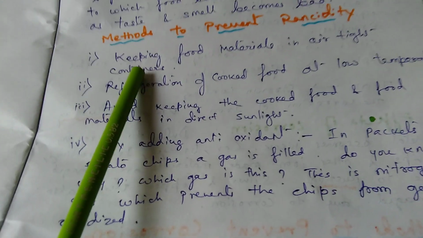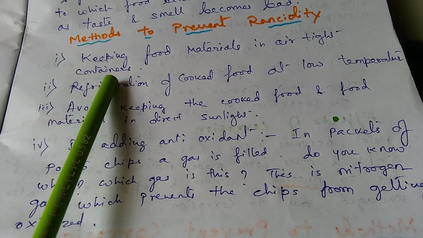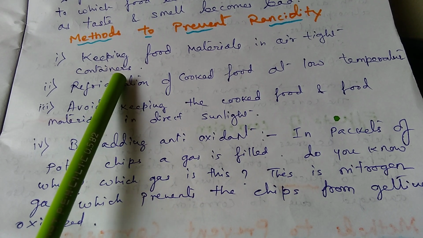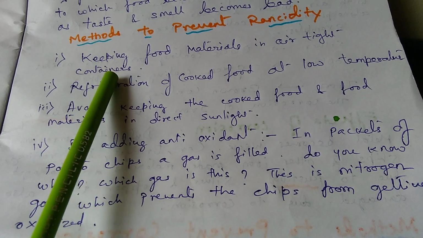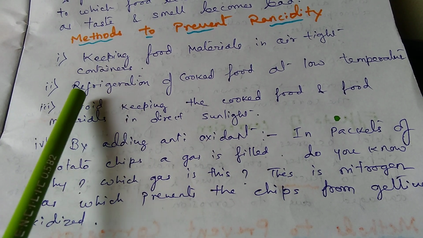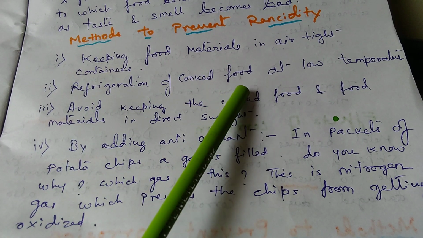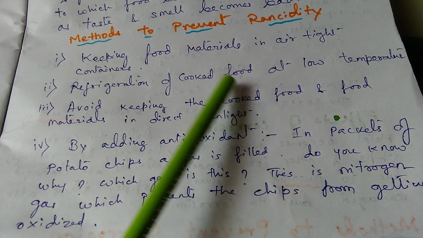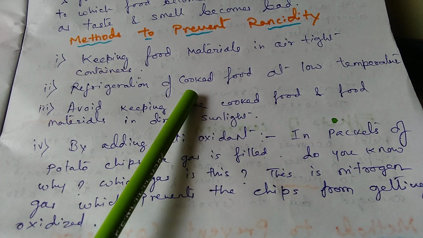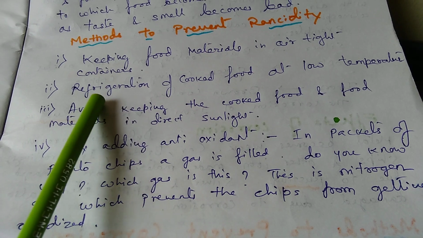There are different methods. First method is keeping food materials in airtight containers. If we keep the food materials in airtight containers, the food materials cannot come in contact with air, so the oil and fat present in them cannot react with oxygen. The second method to prevent rancidity is refrigeration of cooked food at low temperature. When we keep cooked food in the refrigerator at low temperature, oxidation cannot take place. So food can be preserved in the refrigerator.